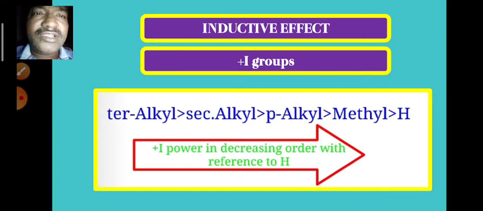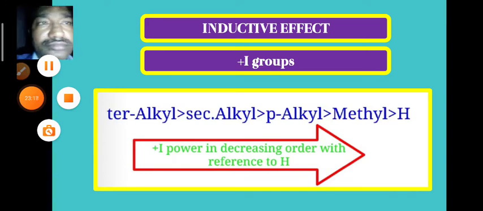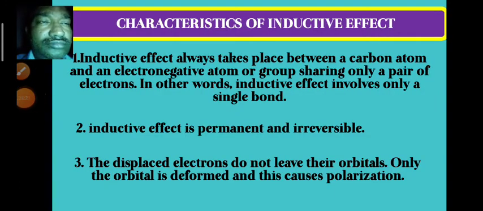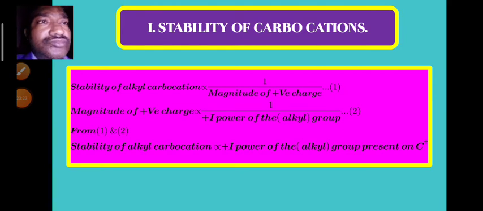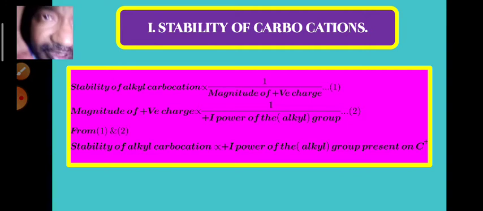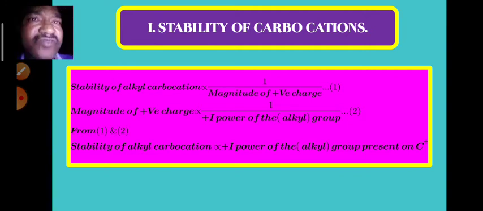Tertiary alkyl is a stronger plus I group than the secondary alkyl group, which in turn is a stronger plus I group than the primary alkyl group. And primary alkyl group is a stronger plus I group than the methyl group, and methyl group is a stronger plus I group than the hydrogen. So by using the inductive effect, we can explain some important physical and chemical properties very easily.